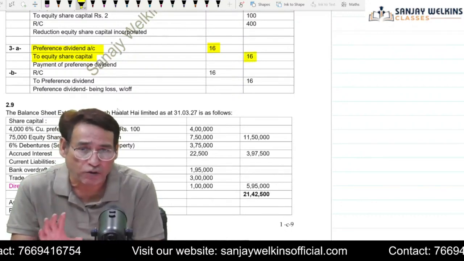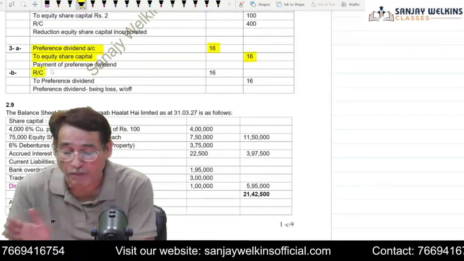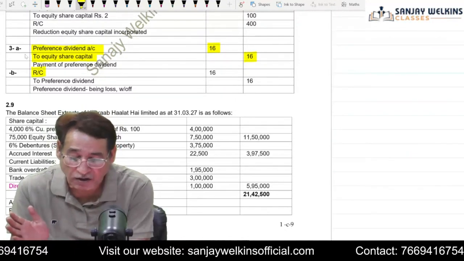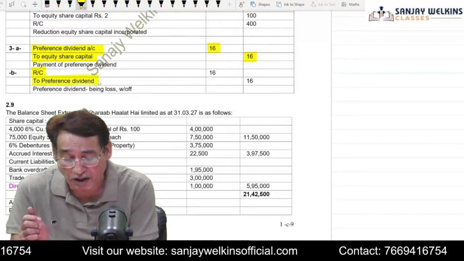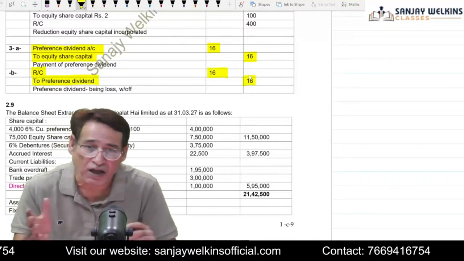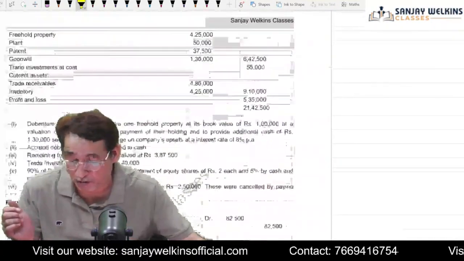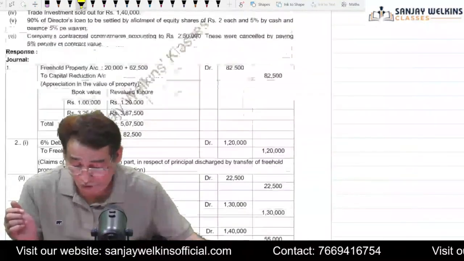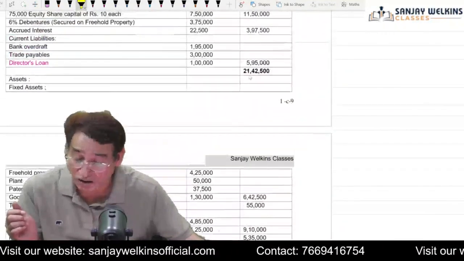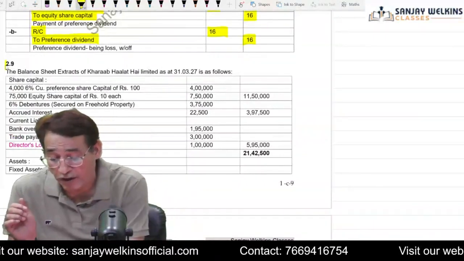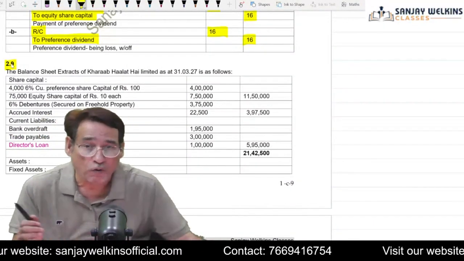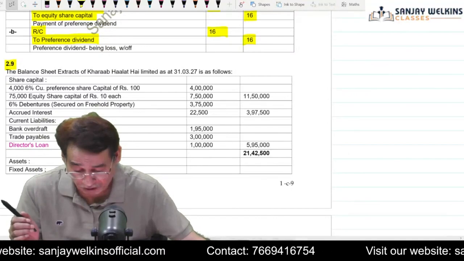So first you will have to pass this entry and then immediately pass this entry, and always write the entry in this manner, A and B. Reconstruction account debit to preference dividend account 16 lakh, 16 lakh. This is how you will have to move. Is it clear to you or not? Now we take this. There are two important questions. This one is also quite important, wherein there are some interesting adjustments which I will let you know.